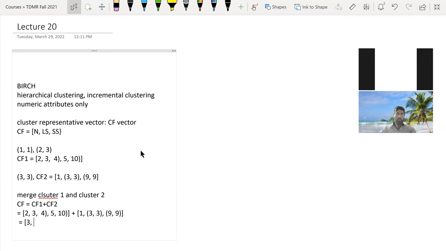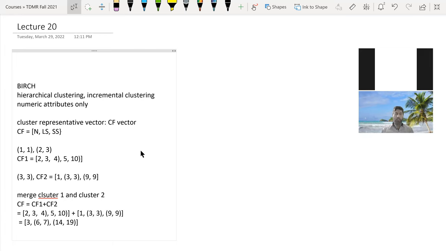So which will be 3, of course, here. And then we have 3 plus 2 is 5, 3 plus 6 is 9, 3 plus 3 is 6, and then we have kya tha, so 3 and 3 would be 6, 4 and 3, this would be 7. Okay. And then we have 5 plus 9, 14. And then we have 10 plus 9, 19. So we get the updated CF vector for the merge cluster.